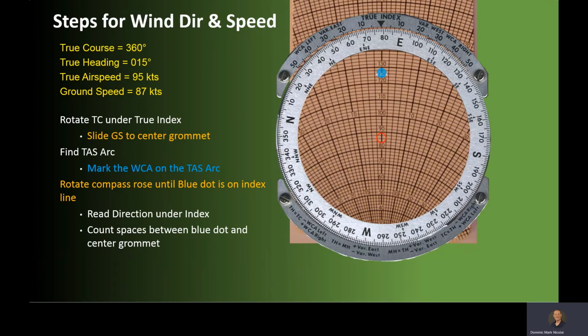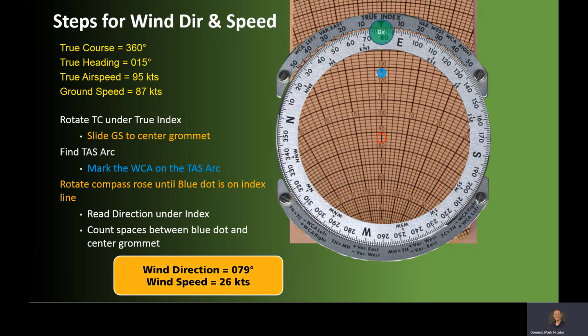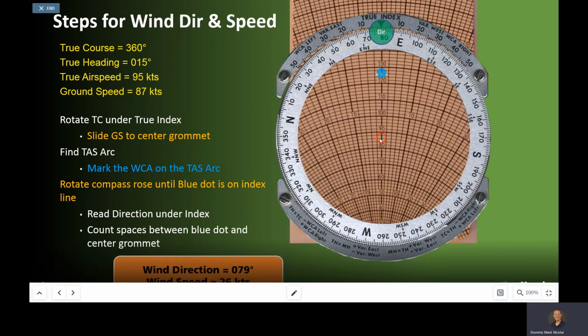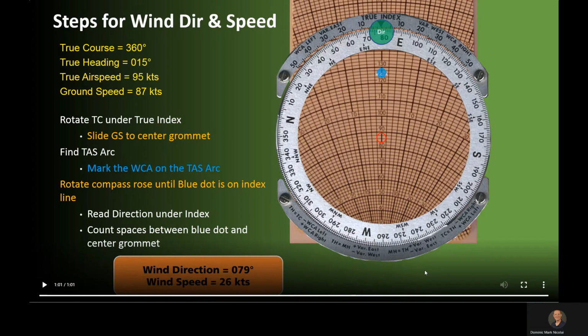Now I'm reading my wind direction under the true index. 078 degrees. And count the number of divisions between center grommet and the wind dot there, which is 26 units. So I guess I got 079 at 26 here. That is how we do it.